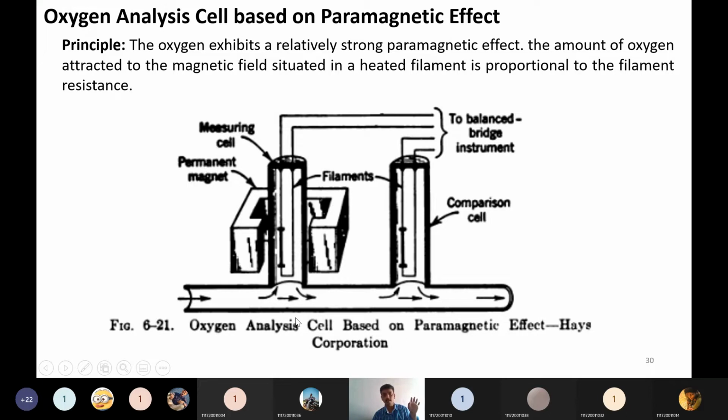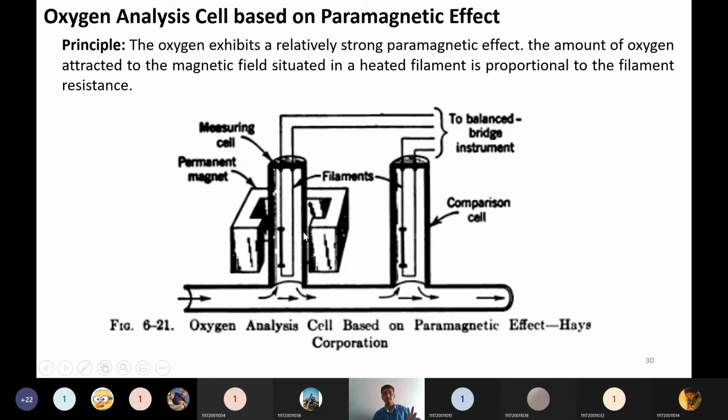So this is a sample tube, and next there will be a measuring cell and a comparison cell, in order to compare the polarity of these two filaments. So there will be two cells: one is a comparison cell, another one is a measuring cell. This is also called an oxygen meter, which usually contains identical resistance wires, made of the same material of construction.